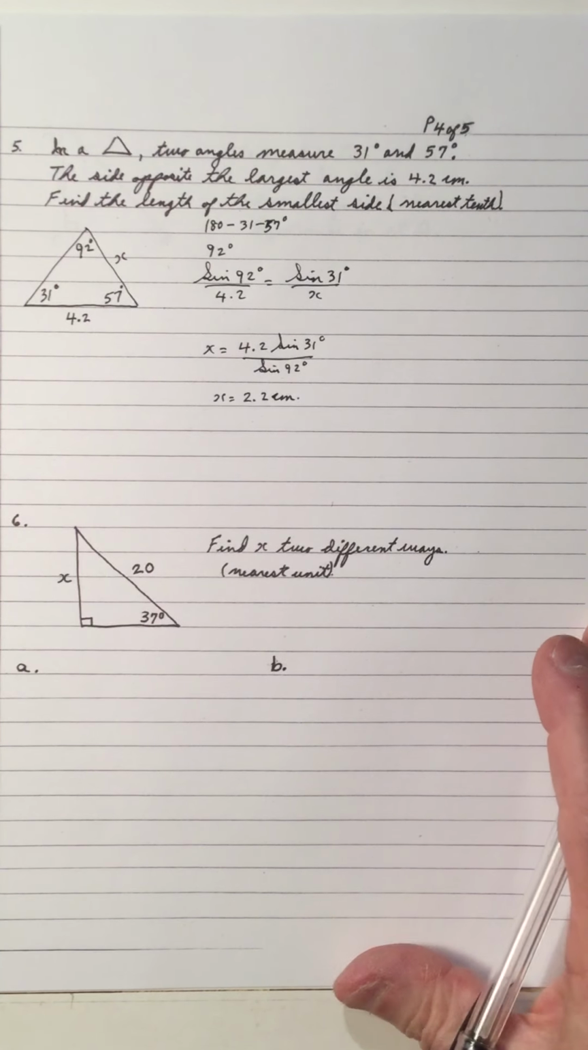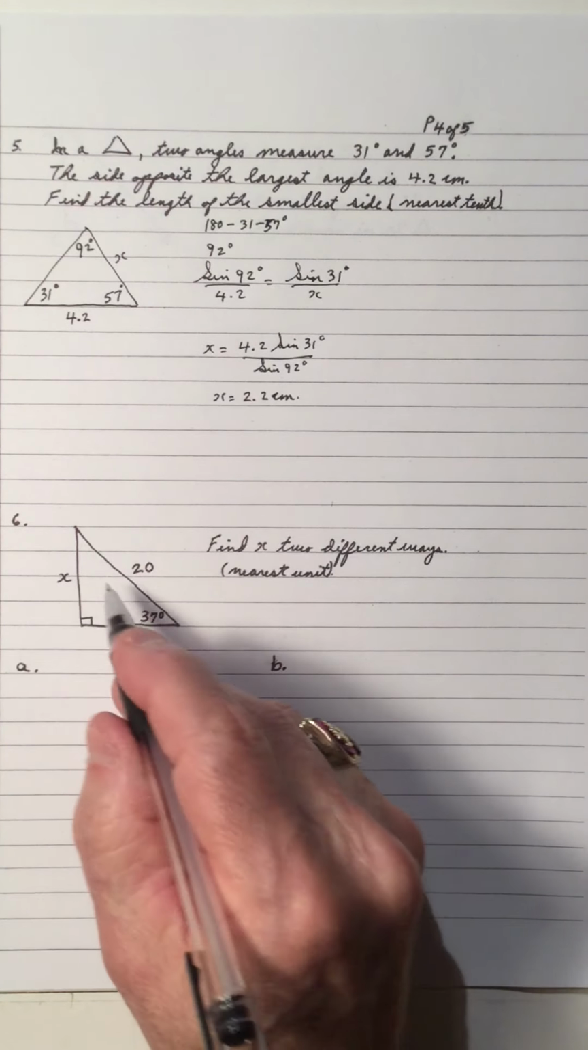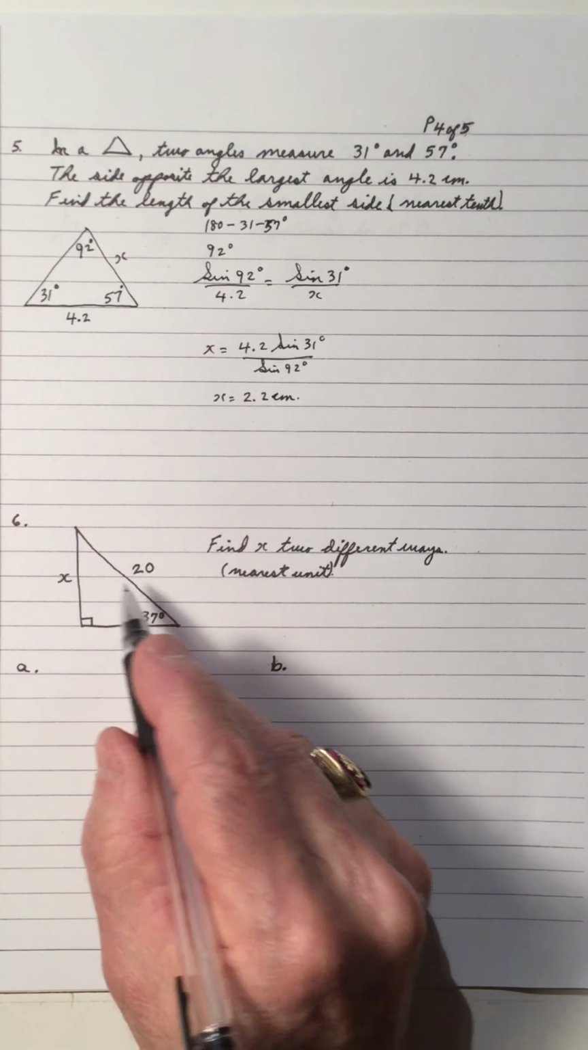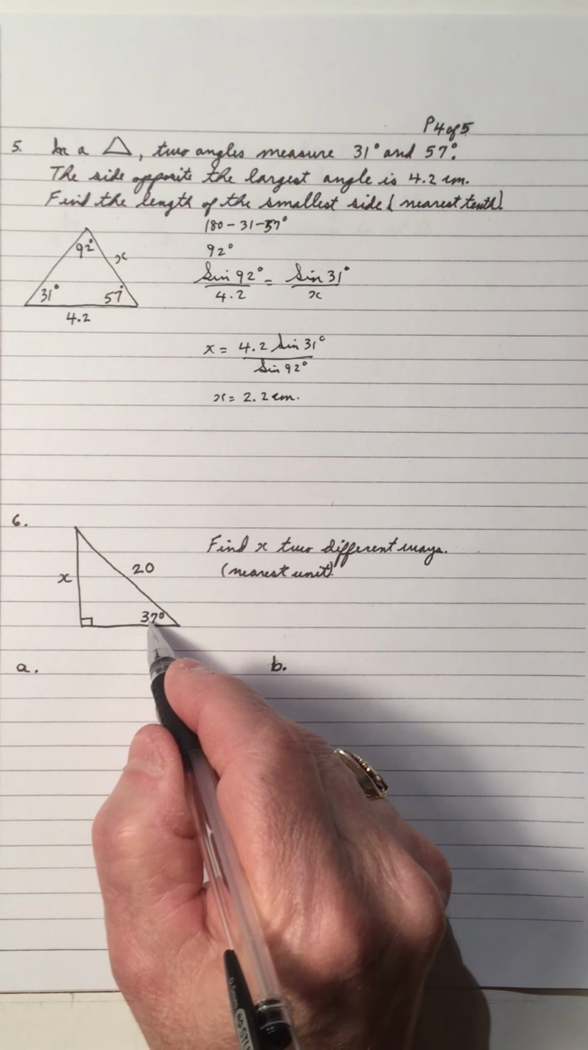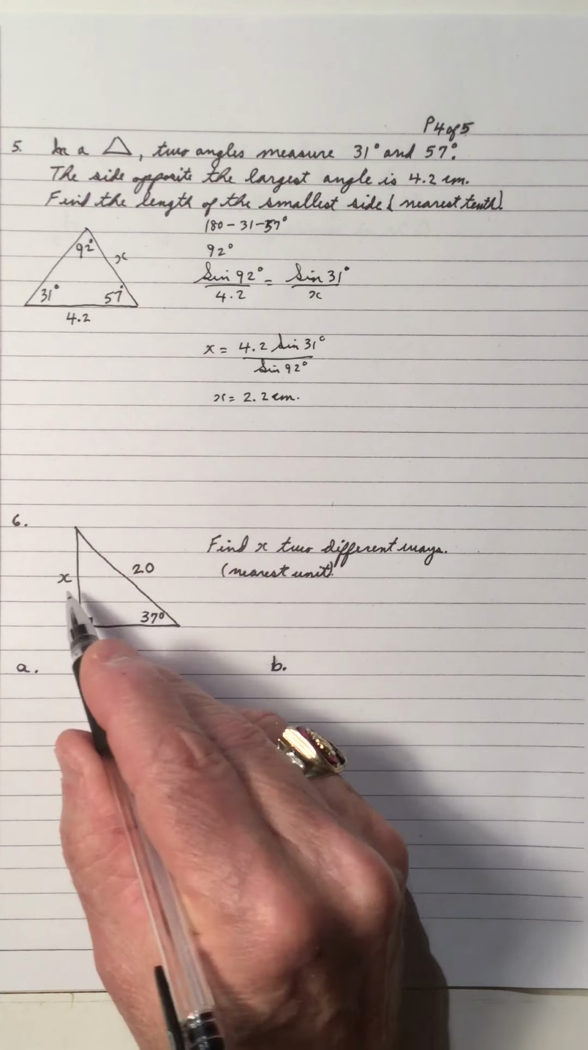Okay, and we have number 6, another one to do. We have a triangle. Notice this is a right triangle. Hypotenuse is 20. The angle is 37. Right angle. Find x in two different ways to the nearest unit.